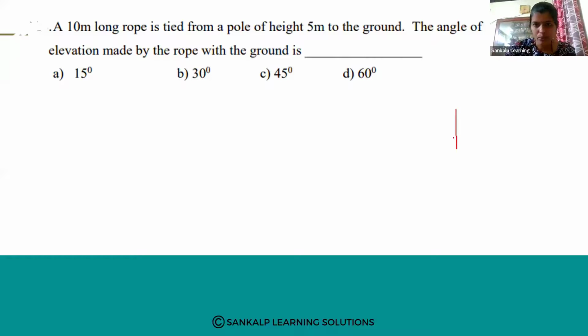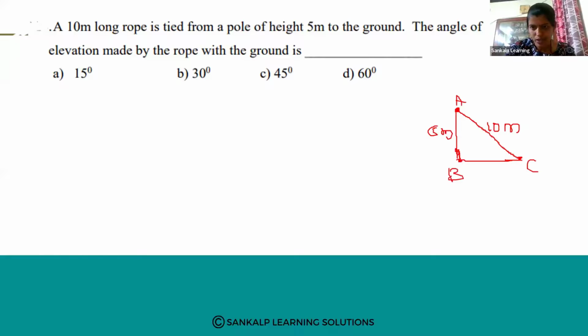Height of the pole is 5 meter. Okay. And a long rope is tied from the pole. So this is 5 meter, and a rope is there, 10 meter. Okay. So our 10 meter rope we have tied from the pole. Now A, B, C.